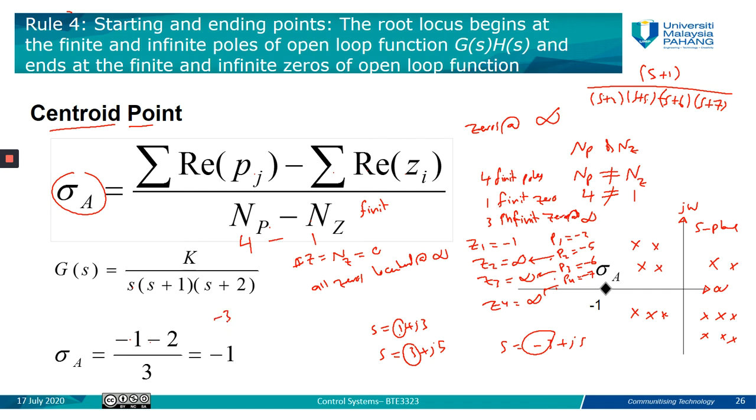Okay, -3, and the number of poles is 3. The number of zeros is 0. No zeros here. 3 minus 0, it will be 3. So -3 over 3 will give you -1. So this is the value of the centroid, or the point. At this point, we are going to draw the asymptote. An asymptote is a line which the root locus will follow to infinity.